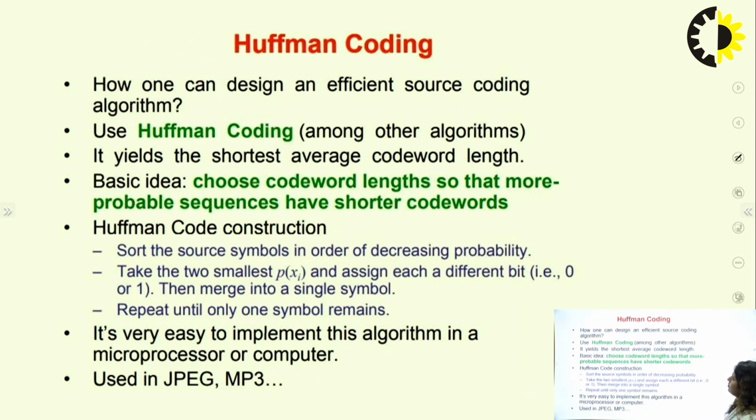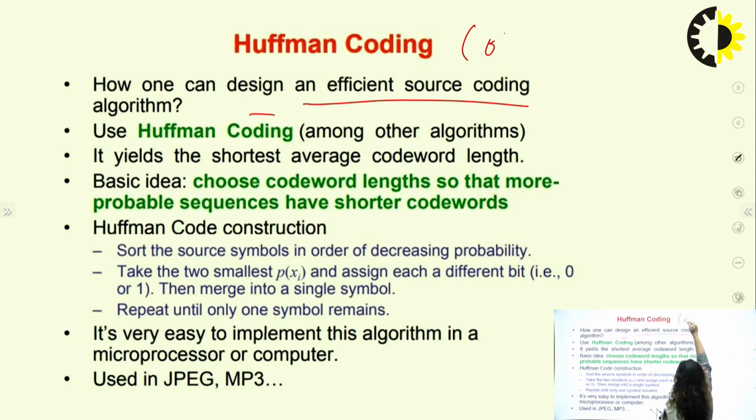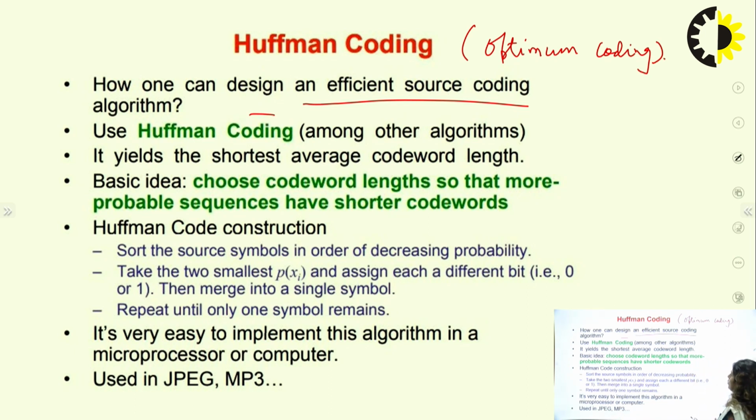Now we come to the first category of coding, called Huffman coding. How can one design an effective source coding algorithm? We can use Huffman coding, which is also called the optimum coding method. It yields the shortest average code word length. The basic idea is to choose code word lengths so that more probable sequences have shorter code words. Whatever has more probability of occurrence has less information and needs a shorter code word. Less probability of occurrence means more information and a longer code word.